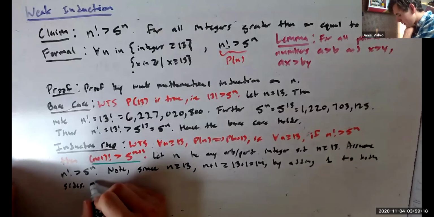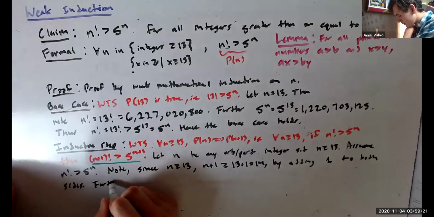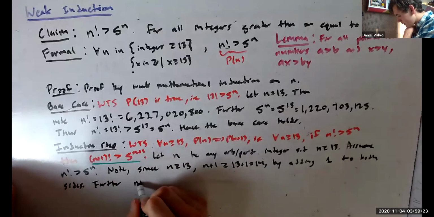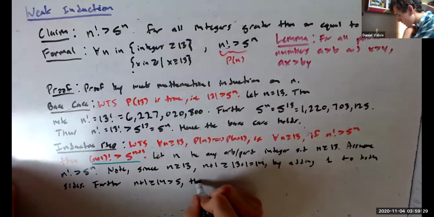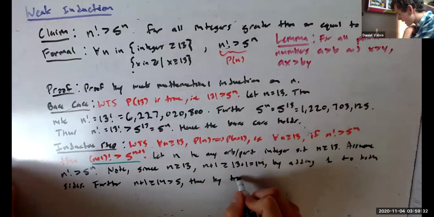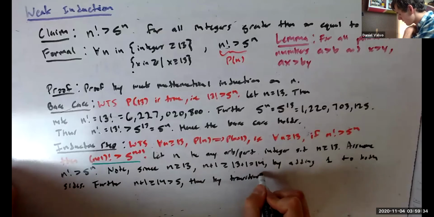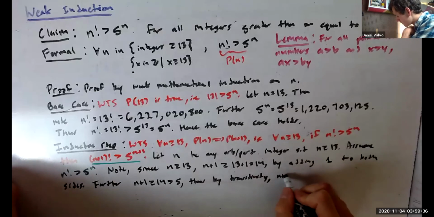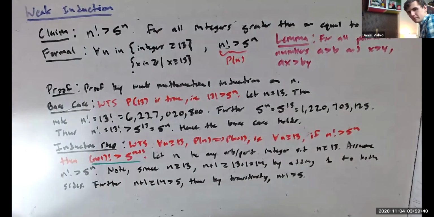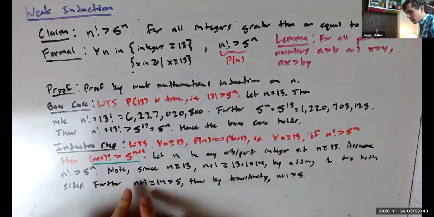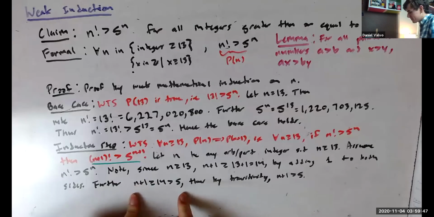Yeah, so further, n plus 1 is greater than or equal to 14, which is greater than 5. Thus, by transitivity, n plus 1 is greater than 5. That just says that because n plus 1 is bigger than or equal to 14, and 14 is bigger than 5, n plus 1 is bigger than 5. Which makes sense, right?